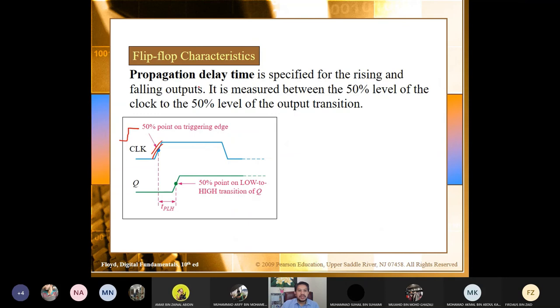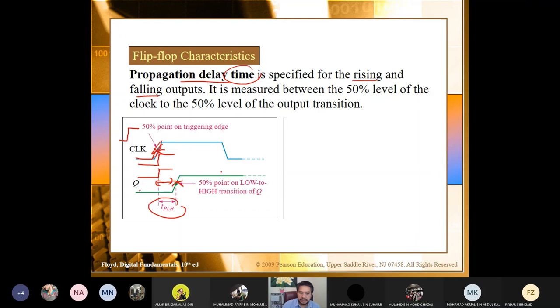So the propagation delay time is defined as the time between the rising and falling of the output. It's measured between 50% of the level of the clock to 50% of the level of the output. Whenever the clock changes, Q will not immediately change. Even though in the previous diagram we see the clock like this and then Q also like this, almost instant, there is a propagation time delay between the sequence, and the time is measured between the 50% point here to that 50% point. So this is the time delay, right?